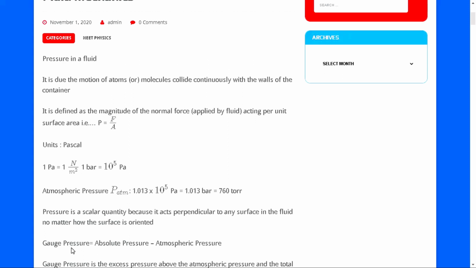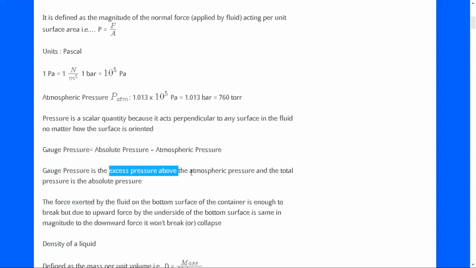The gauge pressure is equal to absolute pressure minus atmospheric pressure. What is meant by gauge pressure? Gauge pressure is the excess pressure above the atmospheric pressure. The total pressure is absolute pressure. Now we know that the pressure by the liquid on the bottom wall of the container is large, but the upward force by the bottom surface is the same as the downward force by the liquid, so it won't break or collapse.